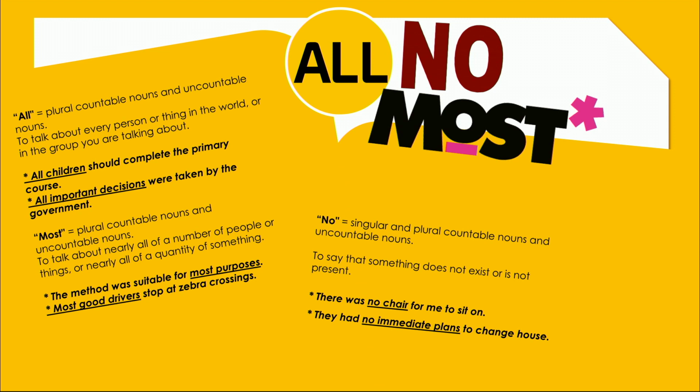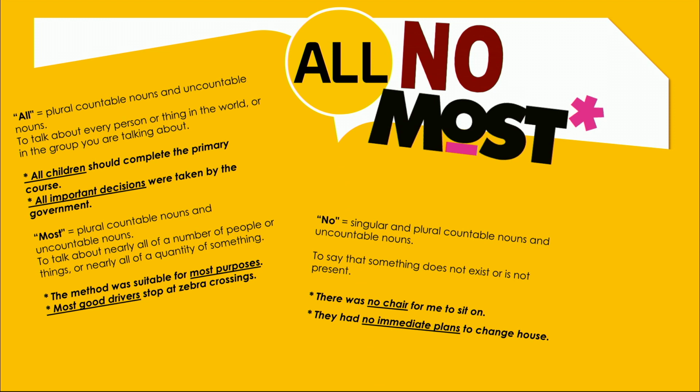Now let's talk about most. We use most with plural count nouns and uncount nouns. We use most to talk about nearly all of a number of people or things, or nearly all of a quantity of something. Examples: The method was suitable for most purposes, or most good drivers stop at zebra crossings.